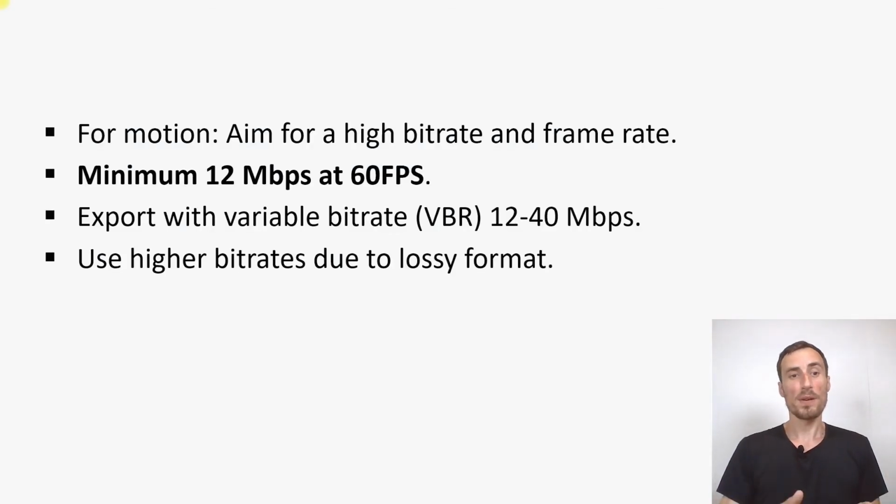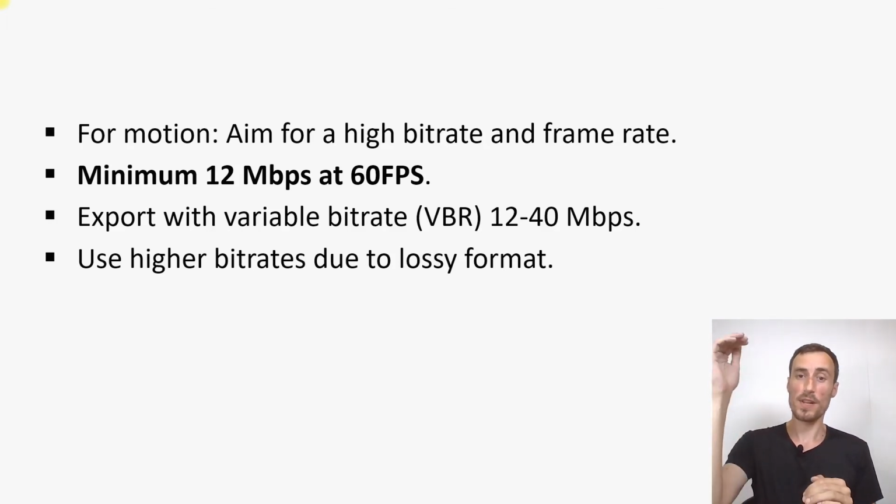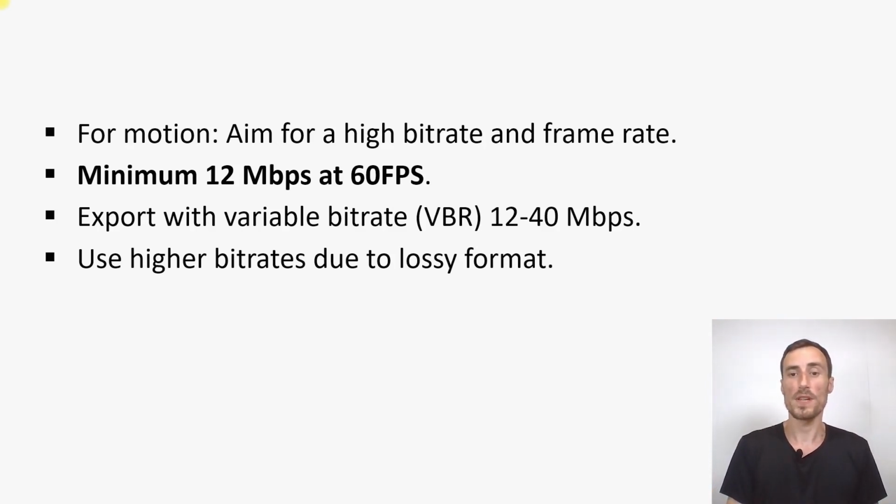So, to summarize, for motion, always aim for a high bitrate and frame rate. The higher the better, because you get a 12 megabit per second bitrate at 60 FPS on YouTube, for example. That's quite good. And export always with a variable bitrate, VBR, 12 to 40 megabits per second. When you use video editing software, you can set it up there. 40 is quite high, but you might have very high peaks, so the encoder on YouTube will see this and calculate it down a little bit if needed. But it's good to have it.